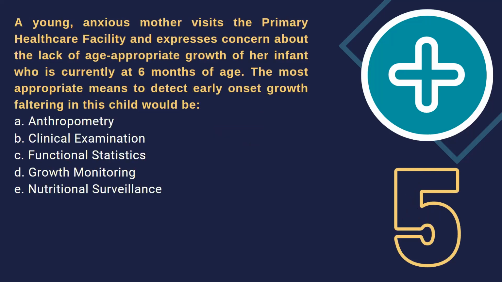A young, anxious mother visits the primary healthcare facility and expresses concern about the lack of age-appropriate growth of her infant, who is currently at 6 months of age. The most appropriate means to detect early onset growth faltering in this child would be A, anthropometry, B, clinical examination, C, functional statistics, D, growth monitoring, and E, nutritional surveillance. B. Growth monitoring. Yes, answer is D, growth monitoring, because an individual child is concerned in this.